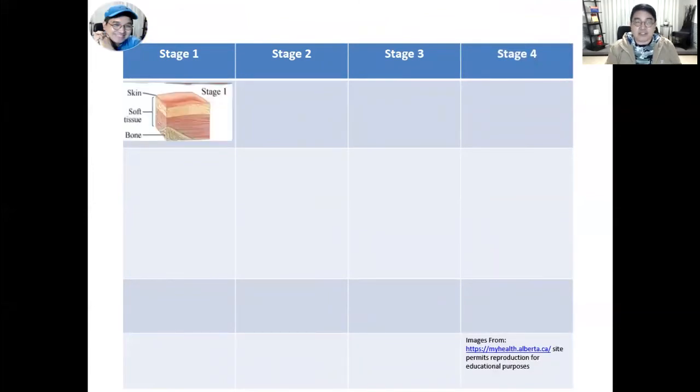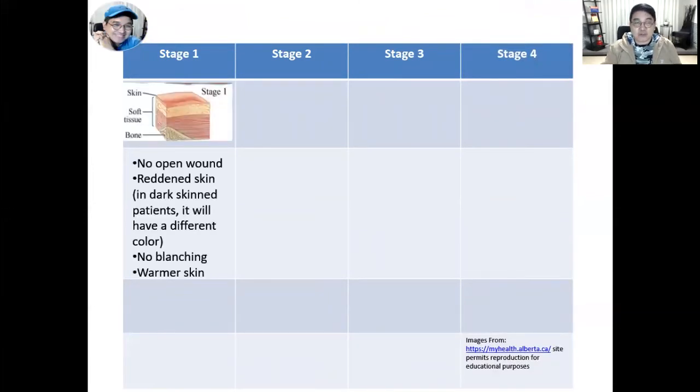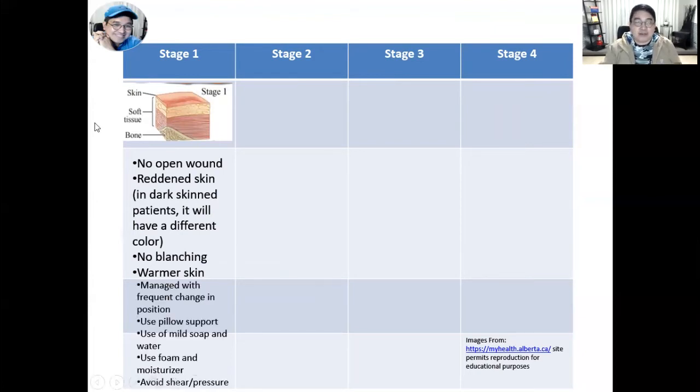We have stage one, in which there's no open wound, you just have reddened skin. In dark skinned clients, it will have a different color. There's no blanching, and the skin looks warmer. So this is just like sunburn. Now, for stage one patients, this is managed with frequent change in position.